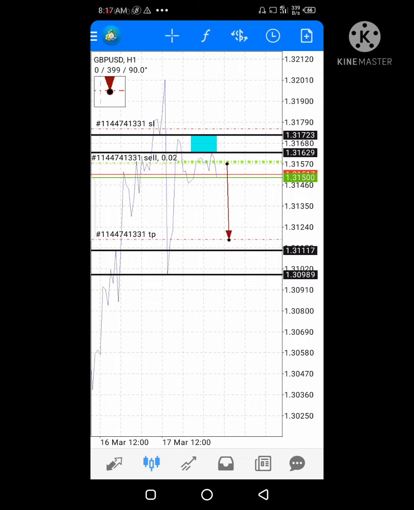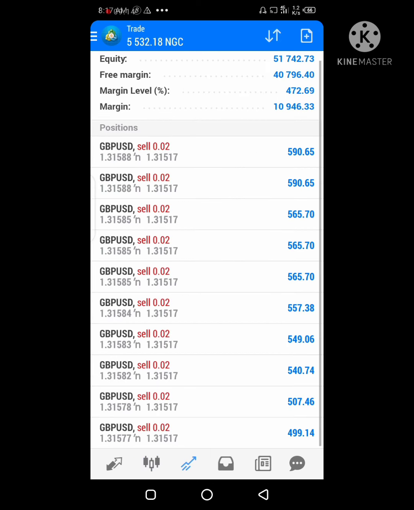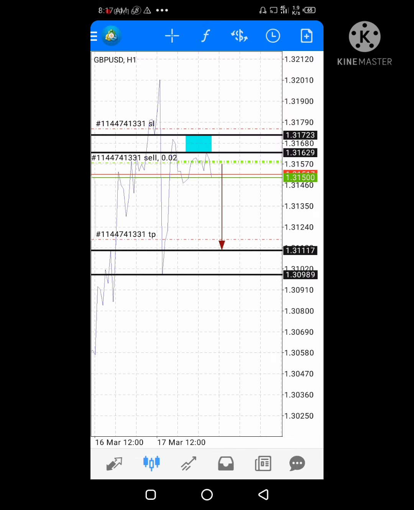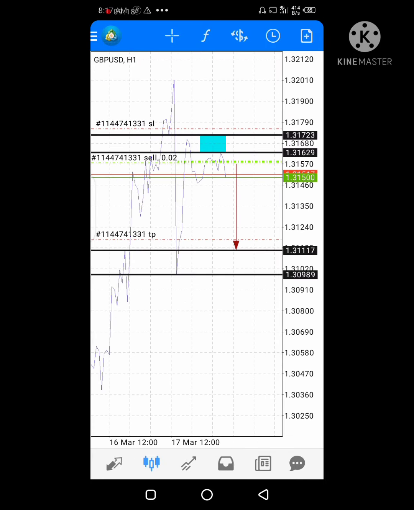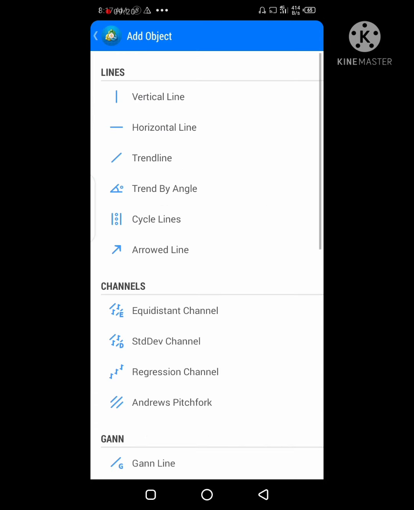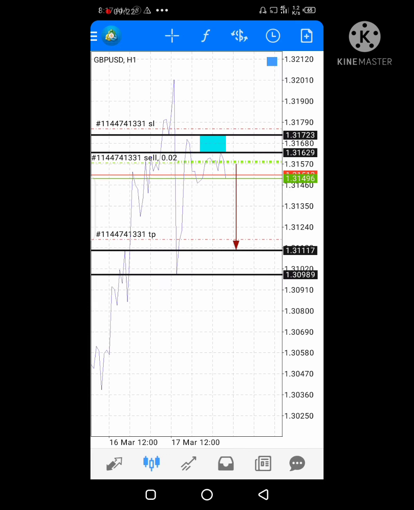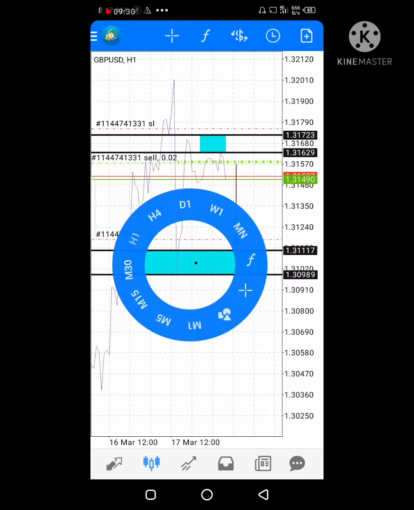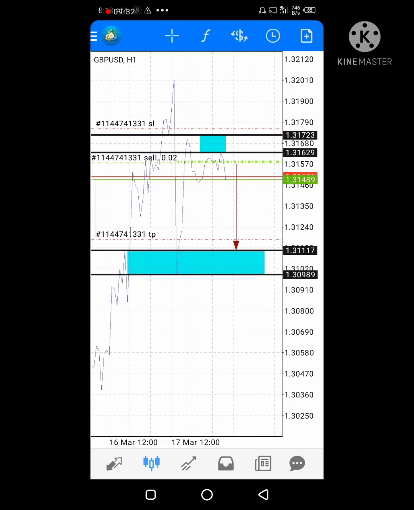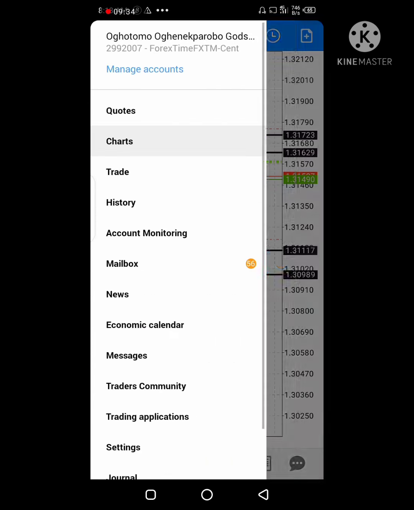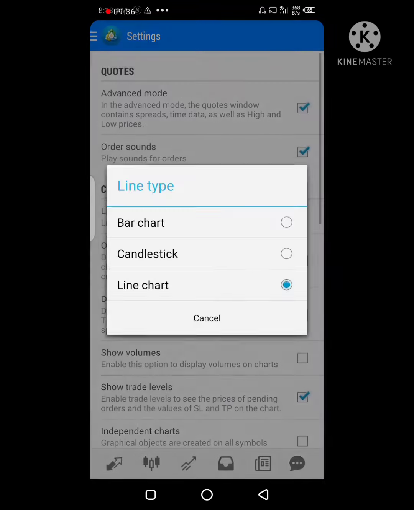about 118 pips. So it's more like a 2:1 risk reward ratio, and you can see we're already running in profit. So I'm just going to highlight this and wait for my trade. There's something I need to show you.